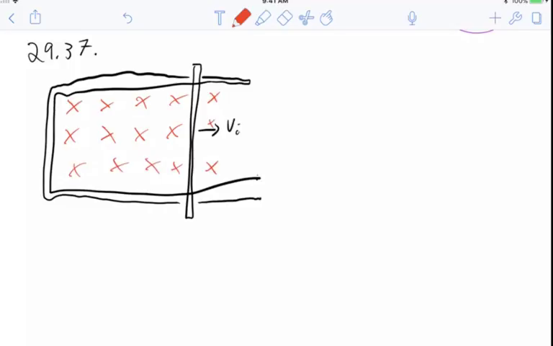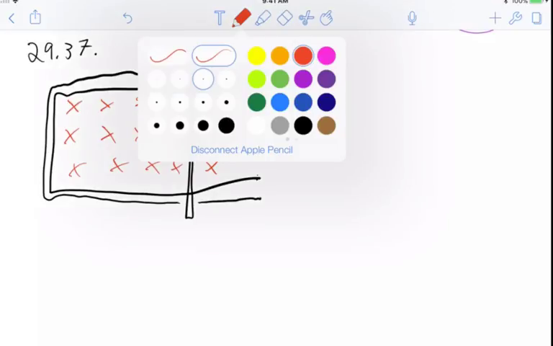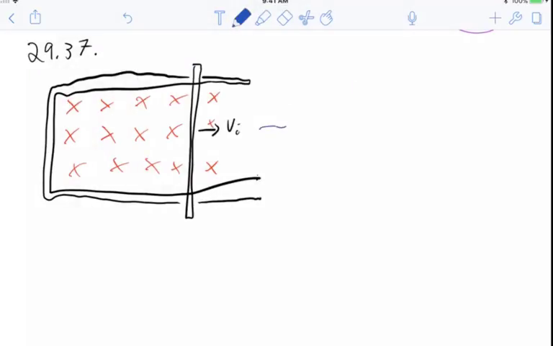So let me just explain what's happening. If the bar moves forward, that changes the flux in the loop, right? And so current's going to flow. Current's going to flow up and around like that. The current's flowing, and that means that there's resistance. The system is losing energy. Where's that energy coming from? It's coming from the bar's kinetic energy. So we need to figure out a description of all of these different forces. Okay, that's fun.